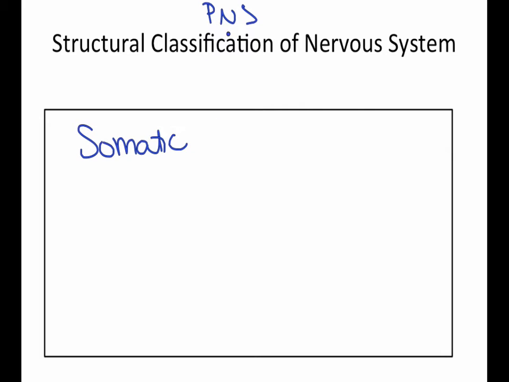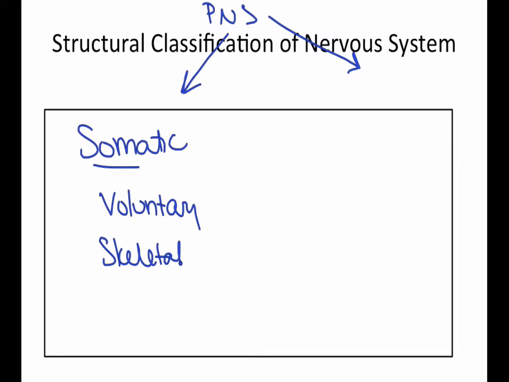So if this was the PNS, you have one box that goes this way, and then you have the other box that goes this way. We're talking about the one on the left. Okay, this is the somatic nervous system. Somatic means that it's voluntary. This includes skeletal muscles, and sometimes this is referred to as the afferent pathway or the sensory pathway.